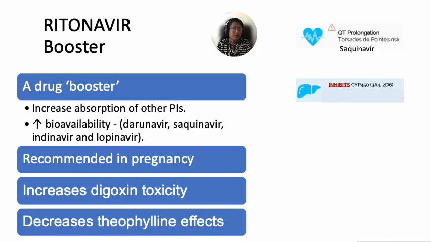Ritonavir is that booster protease inhibitor. It increases the absorption of other PIs. It increases bioavailabilities of other antiretroviral agents. It's recommended in pregnancy. It increases the digoxin toxicity, which is something important for you to note, and also decreases theophylline effects. It is associated with QT prolongation when given with saquinavir, so avoid that.